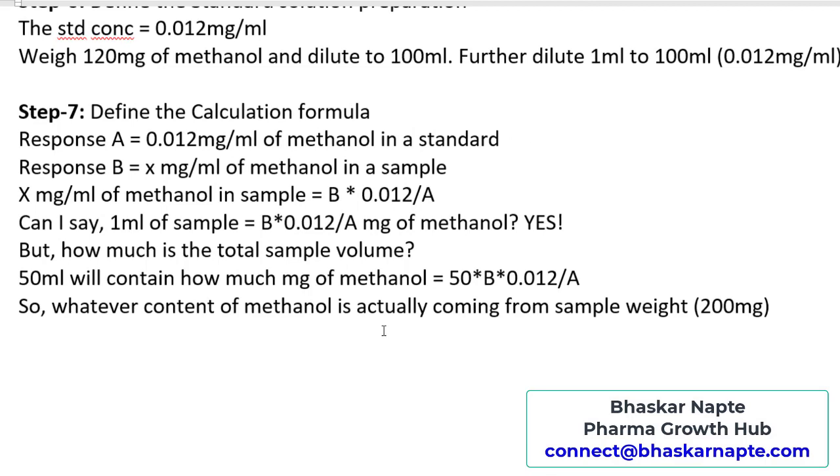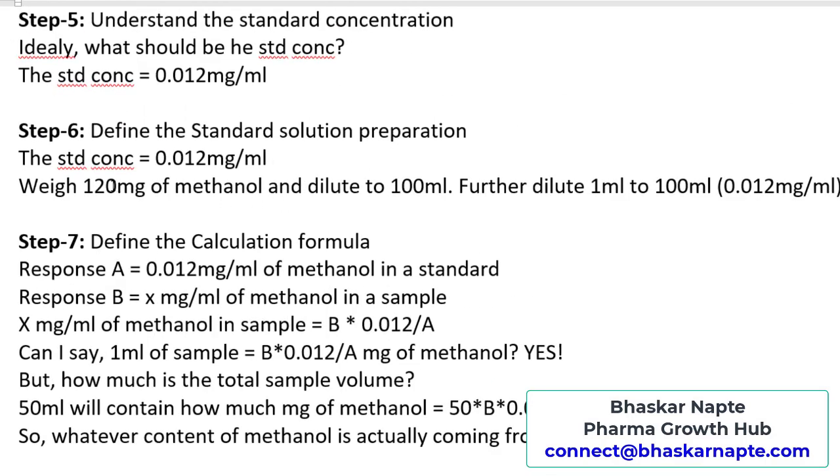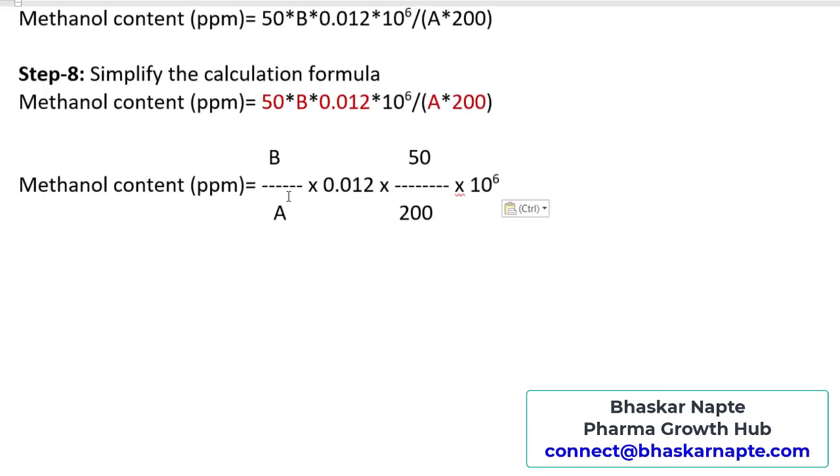Let us go back and check the standard preparation. 120 mg of the methanol, the step number 6, defining the standard solution preparation. This is the concentration that I am looking for, 0.012 mg per ml. It is actually prepared by weighing 120 mg of methanol, diluting to 100 ml, and further 1 ml to 100 ml dilution. I will keep the same calculation over here now.